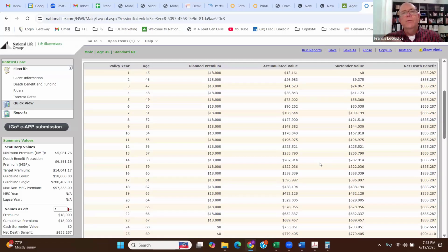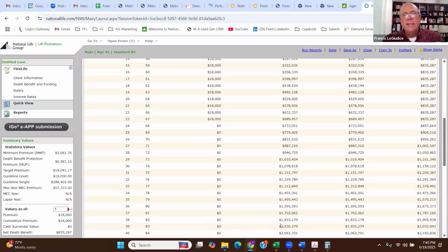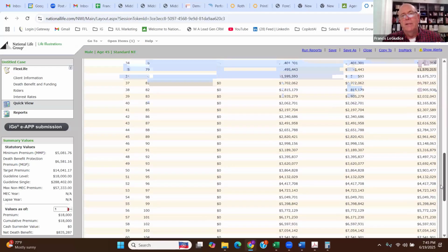The accumulation value never goes down. It doesn't matter if the stock market crashed. It doesn't matter if you're pulling money out of the policy. This accumulation value only goes up. When we activate the income at age 68, you're going to see this continue going up. It might not go up with the same speed and velocity as it is right now without any money coming out of it.